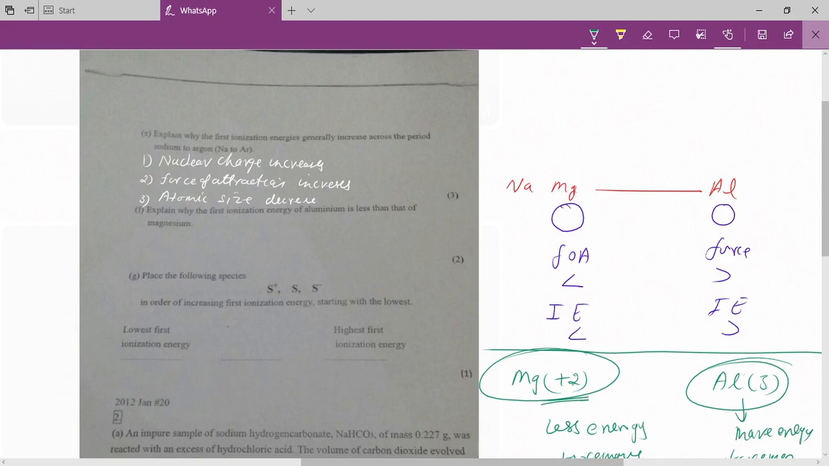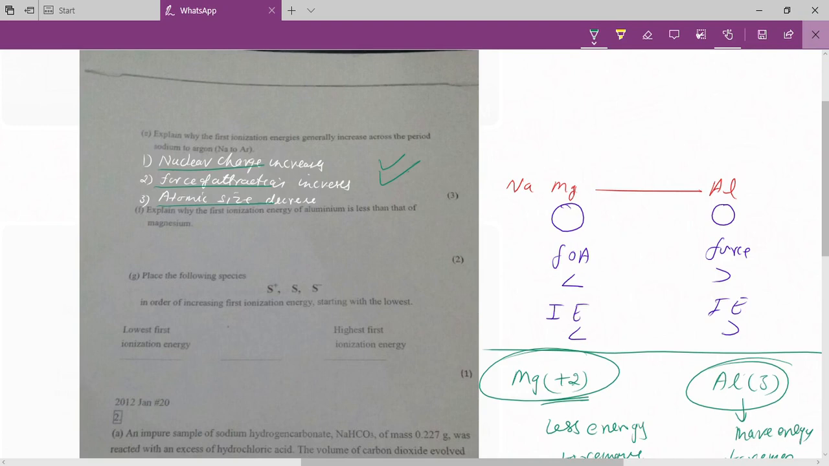I have also studied the books of many professors, and a professor is not a common person, beta. Only one thing you have to do: if your paper goes to London, there are professors there. I am also a professor. I can understand that if your answer has these fundamental things, nuclear charge, force of attraction and atomic size, 100% I will give you marks, no doubt.